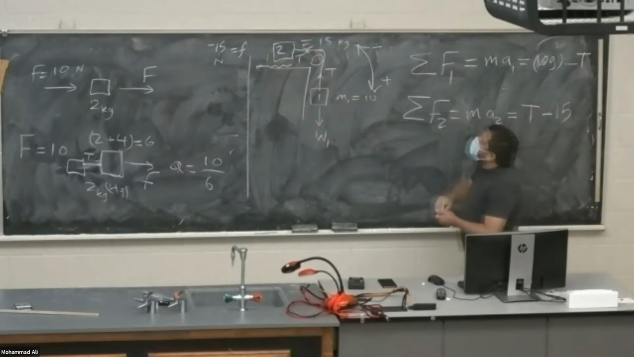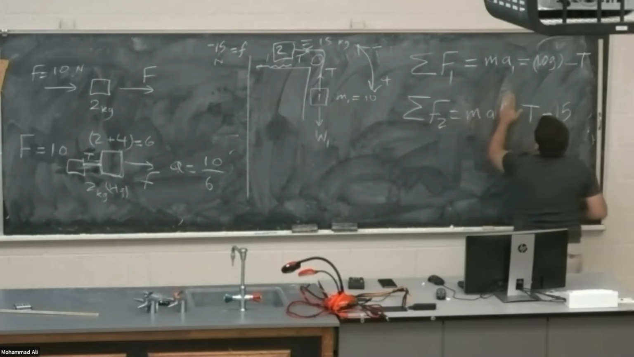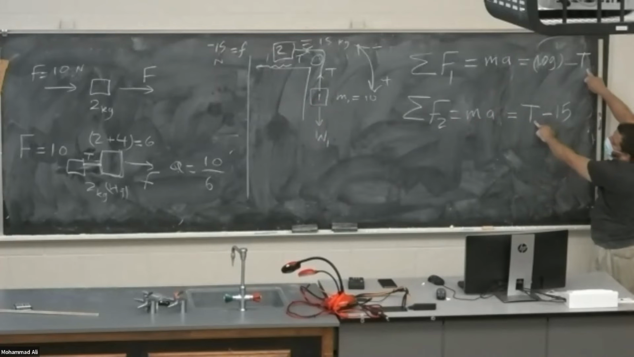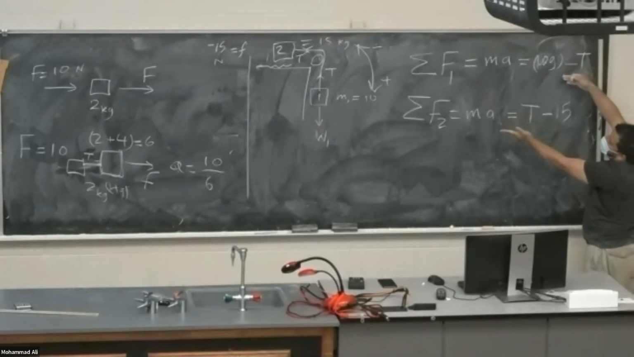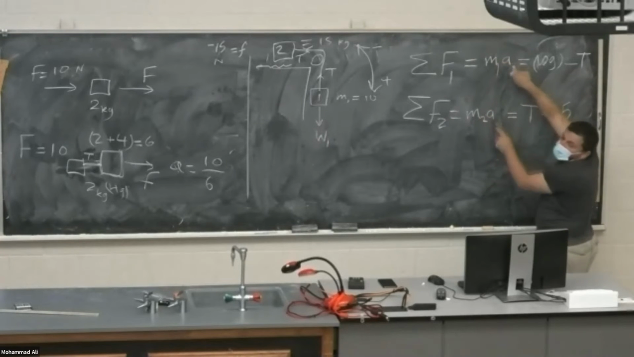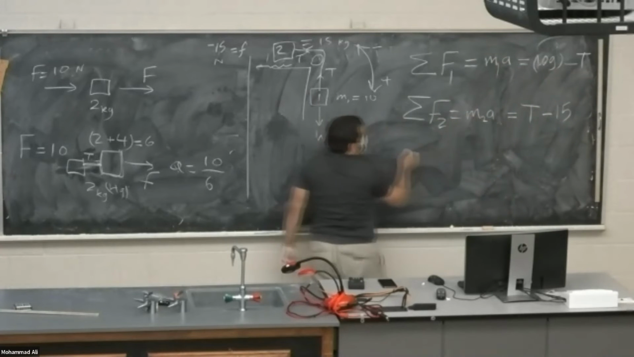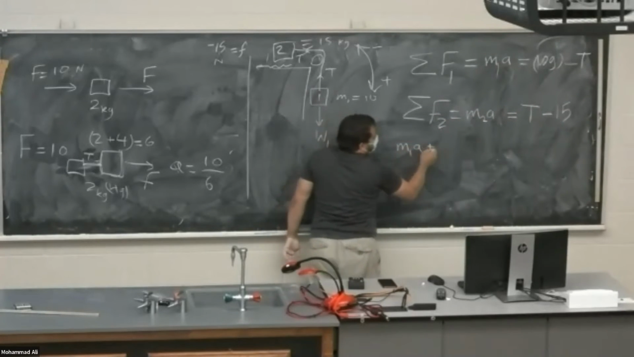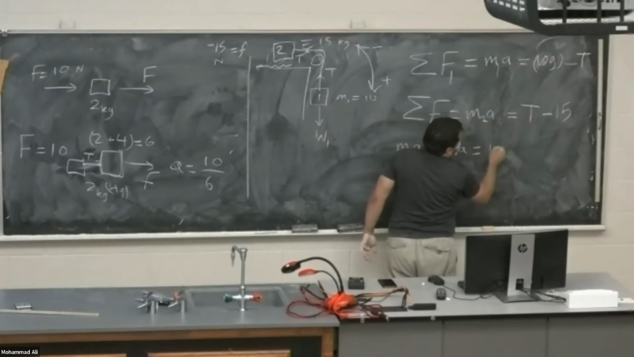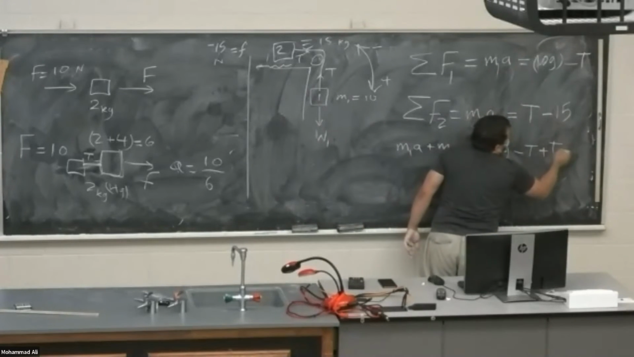But both objects will move with the same acceleration. So A1 and A2 are the same. Okay? T is the same. We have these equations. This is M1, this is M2. We need to find the acceleration. Add them together. M1 A plus M2 A is equal to 10G minus T plus T minus 15.